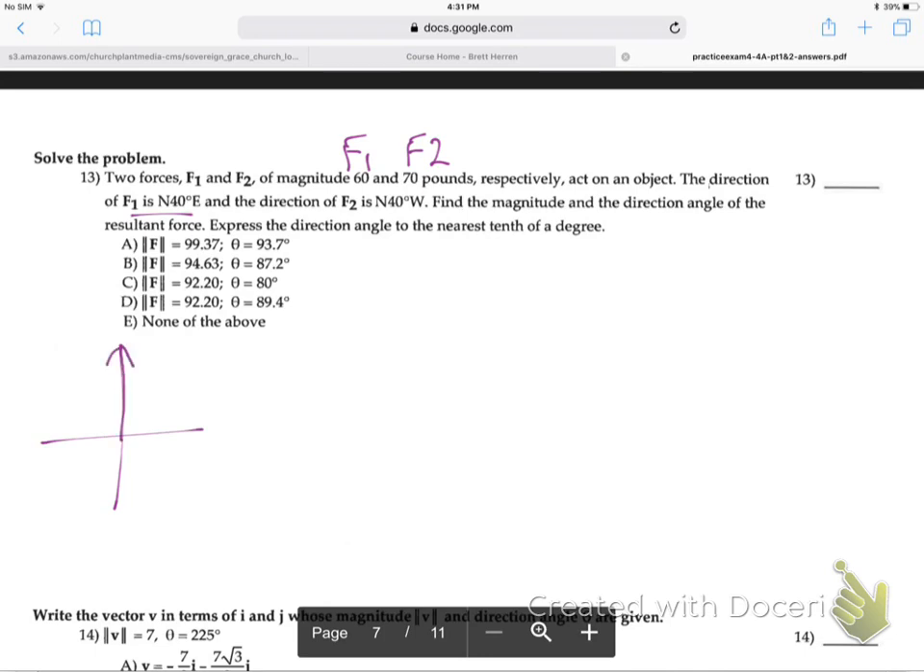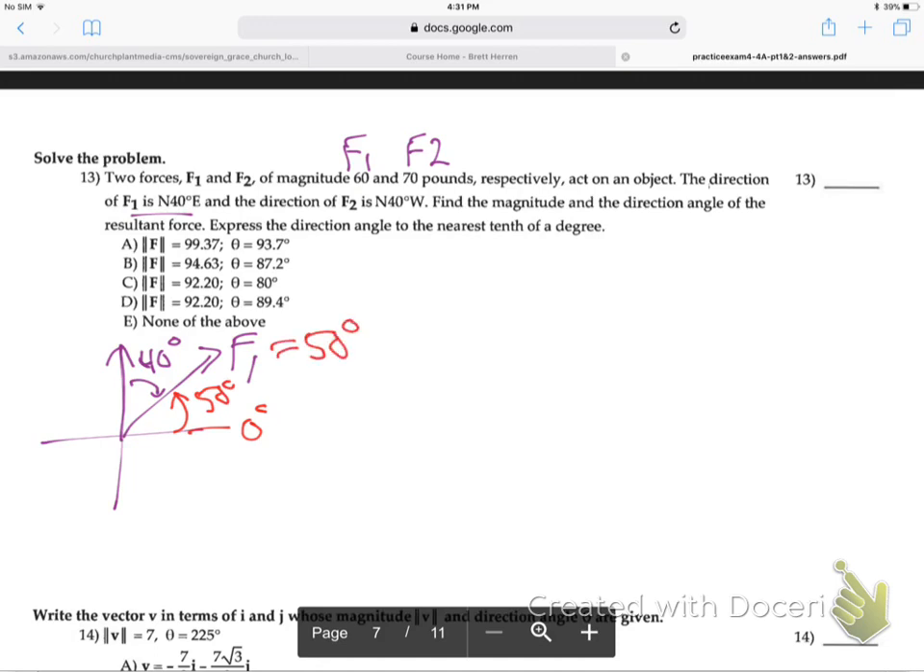So north, and then 40 degrees east. Here's force 1: north, but 40 degrees east of north. So what is that actual angle as we would give it as a bearing? From 0 degrees, that's up 50. So force 1 is a bearing of 50 degrees.